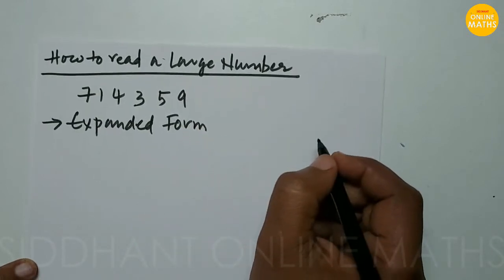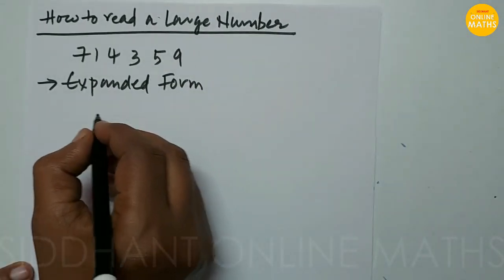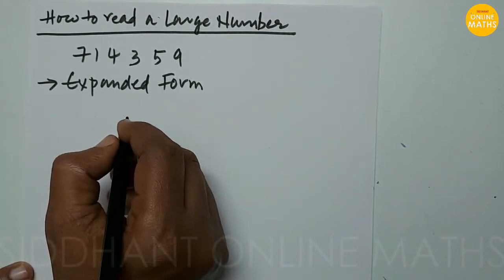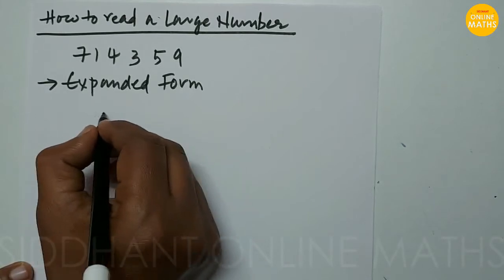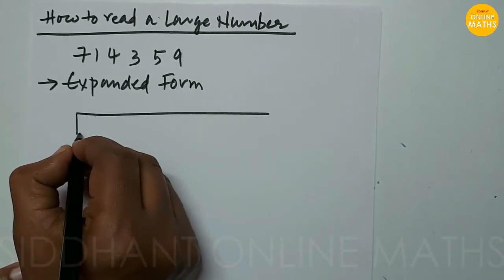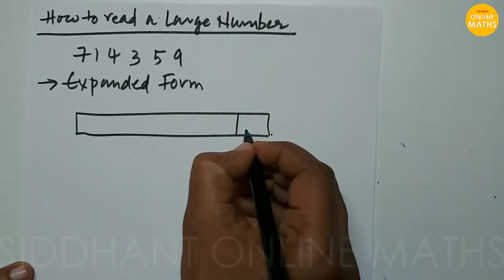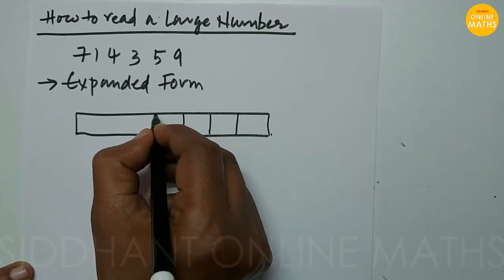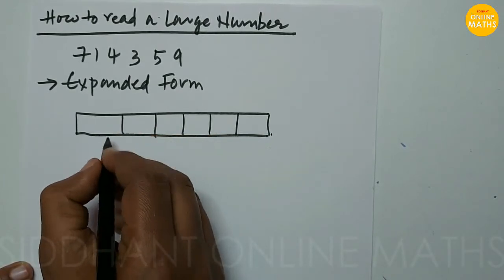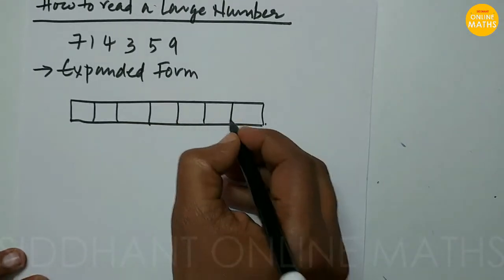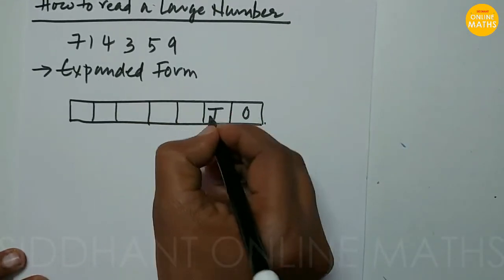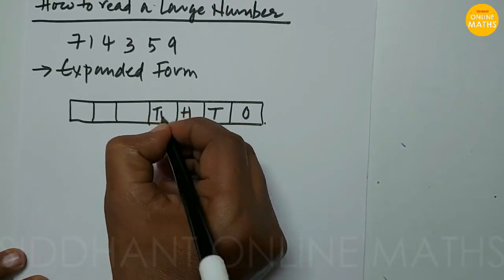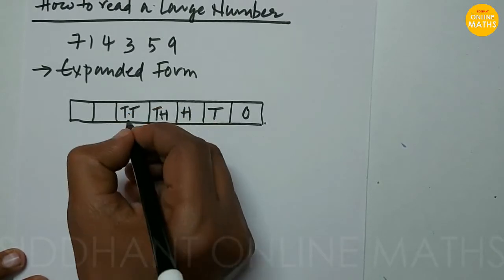So this we are going to keep in an expanded form. In the expanded form, the first step will be to segregate the numbers according to the place values. So now I just segregate here. This will be ones, this will be tens, this will be hundreds, this will be thousands, and this will be 10,000.